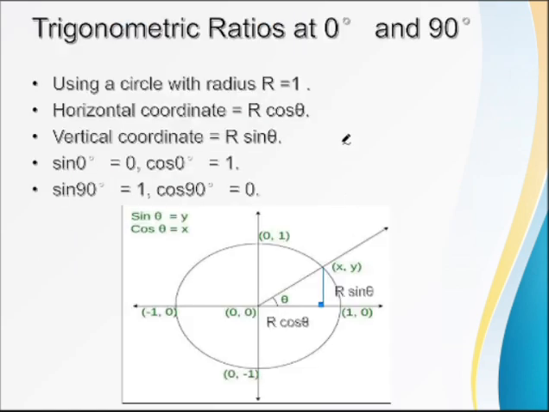Now we have trigonometric ratios at 0 degrees and 90 degrees using a circle with radius 1 centimeter. First we have to draw a circle with radius 1 centimeter, and inside that we have to draw a right angled triangle with angle theta. Since the hypotenuse is 1, the adjacent will be r cos theta and the height, or opposite, will be r sin theta.